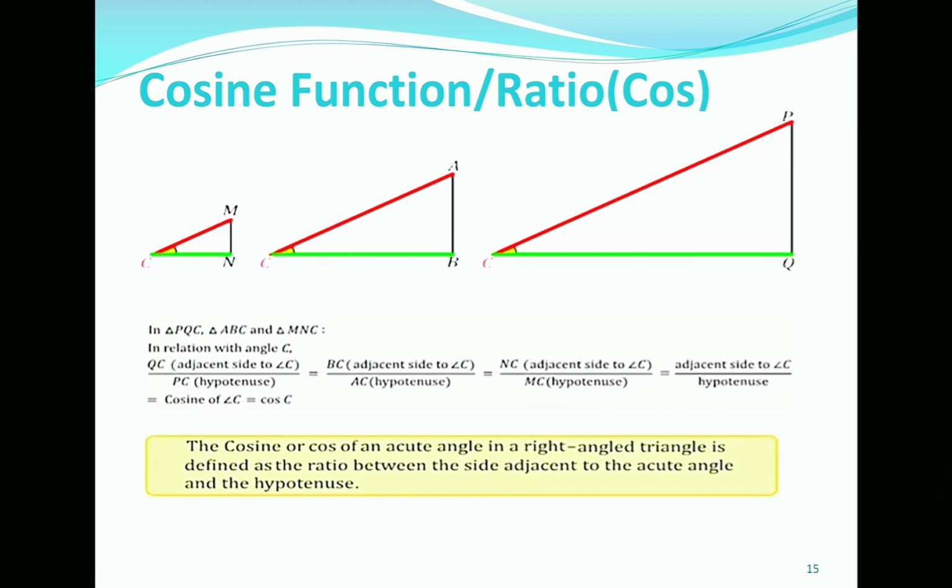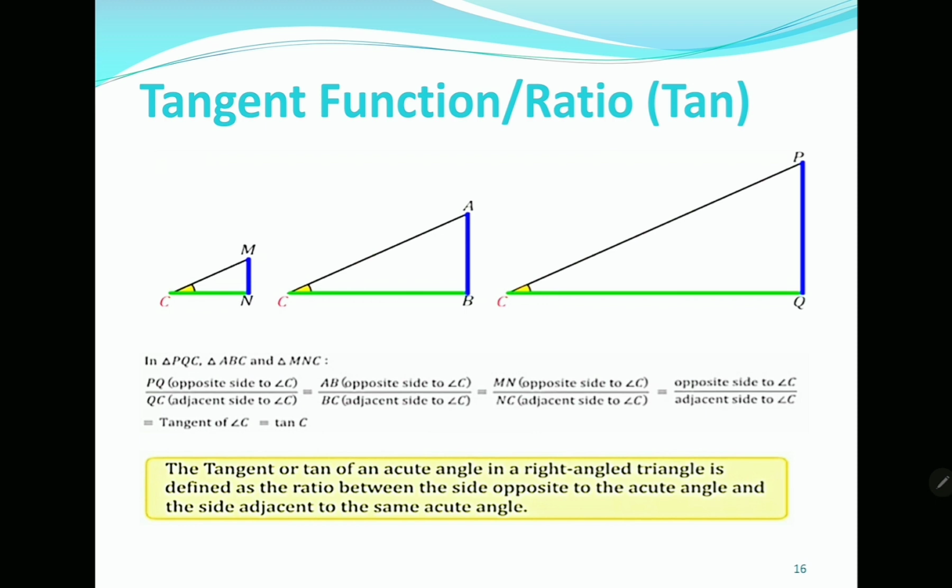Cos theta, which is base, adjacent upon hypotenuse, can be written as cos of c or cos of theta. So adjacent upon hypotenuse: this is nc upon mc, bc upon ac, and cq upon pc. Tangent function is a ratio between the opposite side and the adjacent. So here tan theta will be mn upon cn, ab upon bc, and pq upon cq.